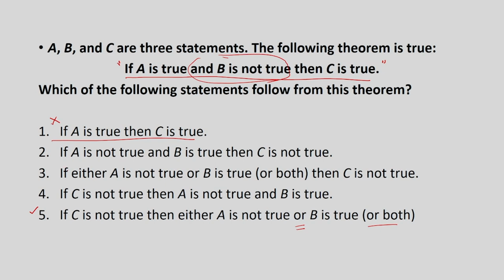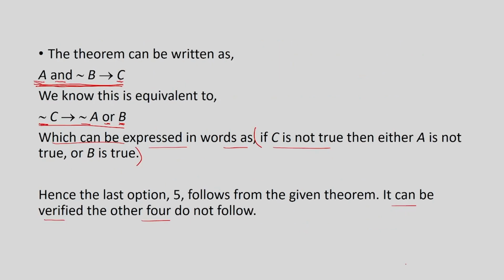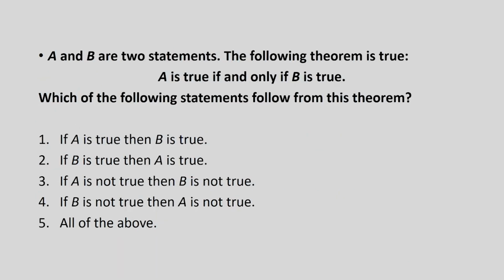For example, if A is not true and B is true, then C is not true. This does not follow, because if A is not true and B is true, you are taking the negative of this and the negative of this, and you are saying then that implies the negative of this. That sort of statement obviously does not follow from this theorem. All right. So, the last option, that is the 5th option, is the correct one. The first 4 are not following from this theorem.